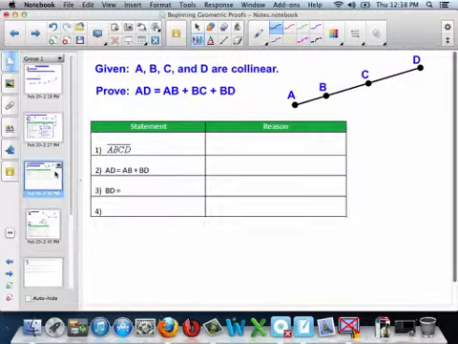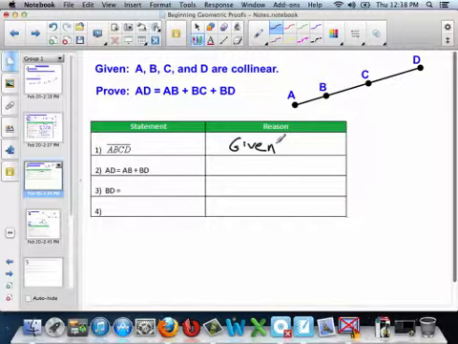This is a really short proof, as you can see, 4 lines. First step of any proof is always given. What are we asked to prove? So let's figure out what AD is. That's our first step. But what is AD, right, Taylor?